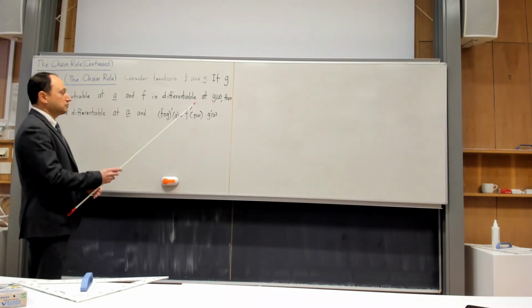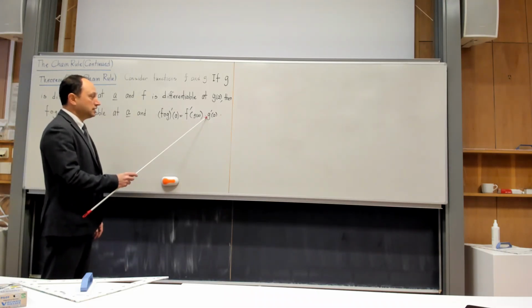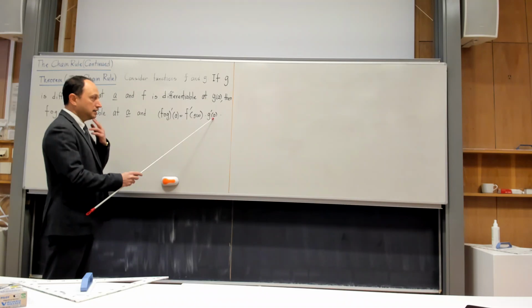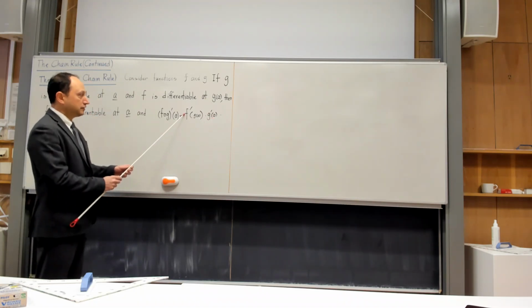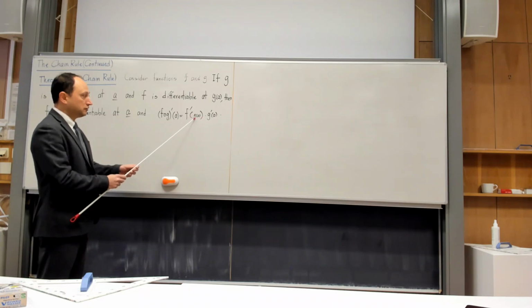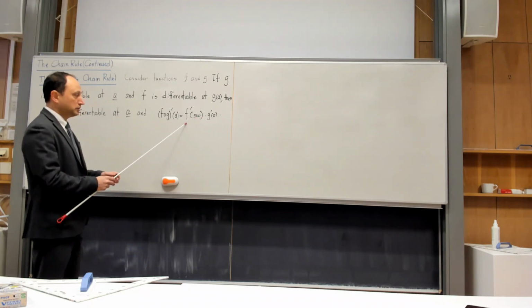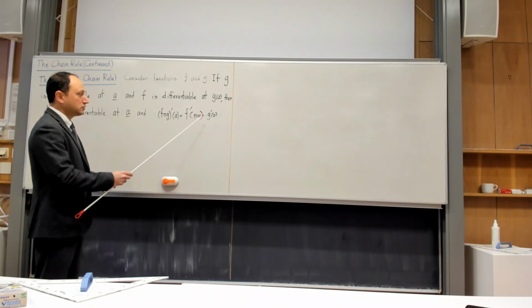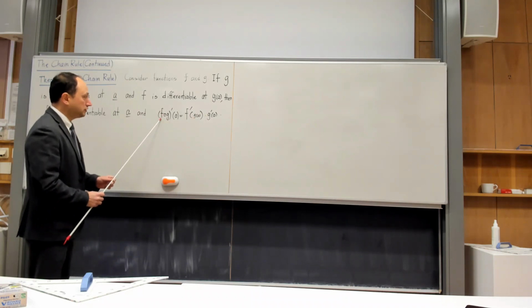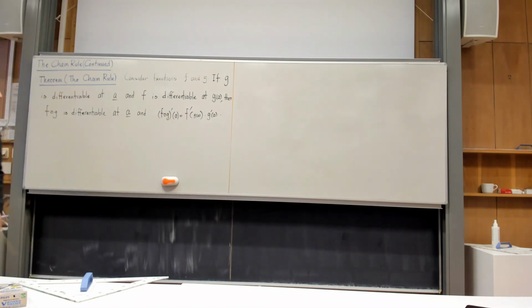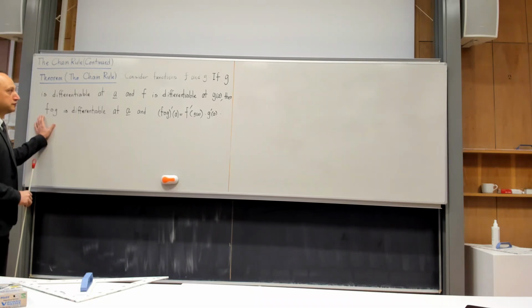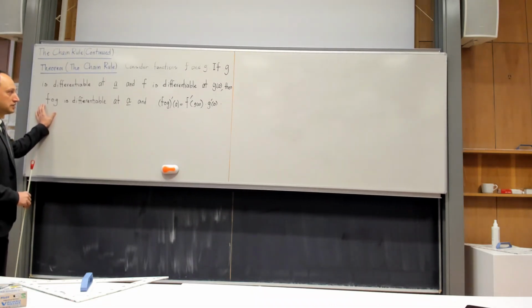So this theorem tells you that if g is differentiable at a, it means that g'(a) is a number, and f is differentiable at g(a), it means that this is also a number. Then if you multiply these two numbers, you will get the derivative of the composition of two functions at point a. So you don't need to be worried about the formal way of expressing this.